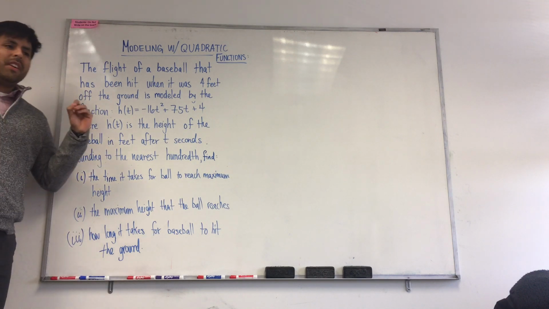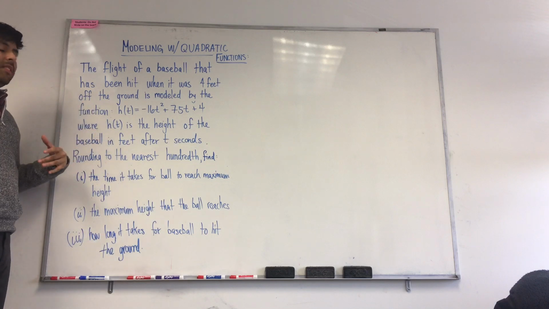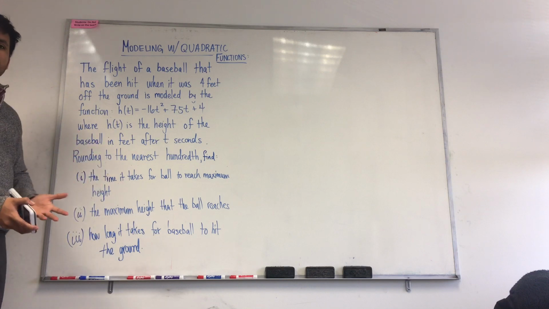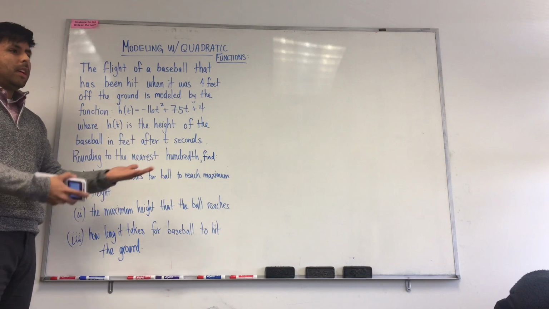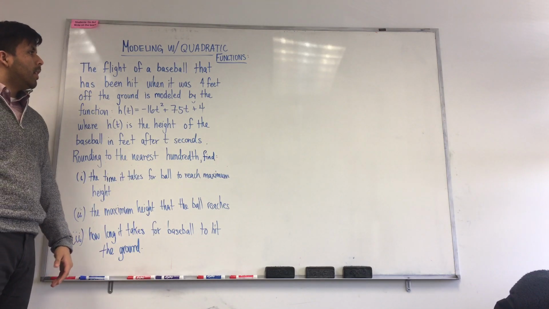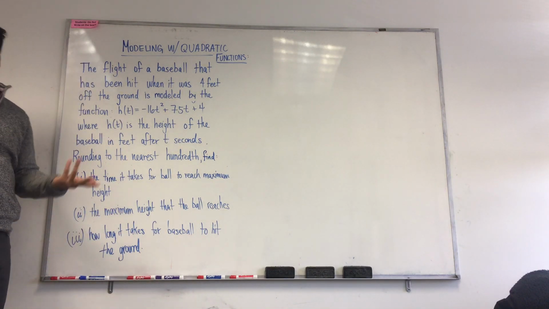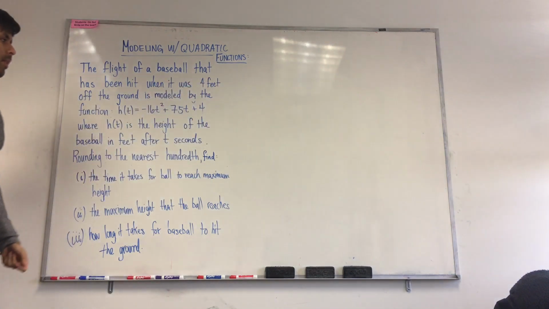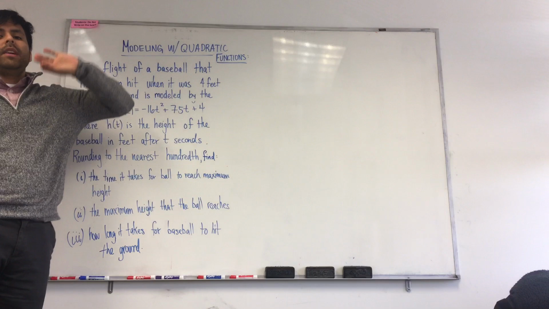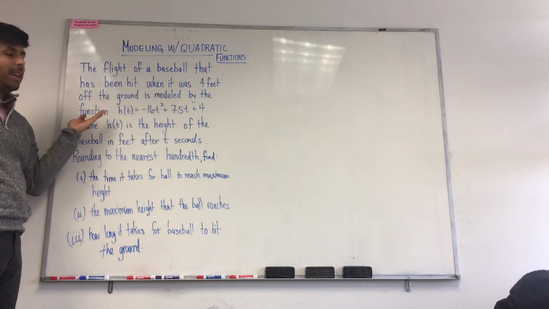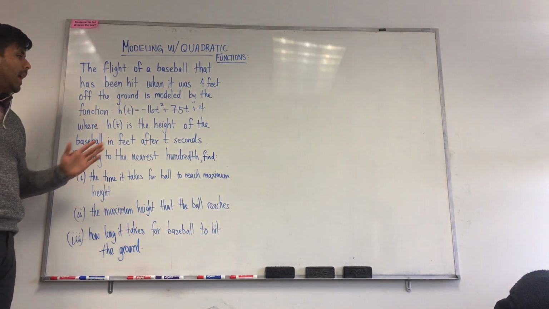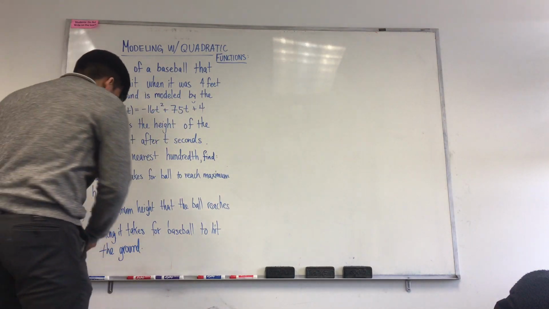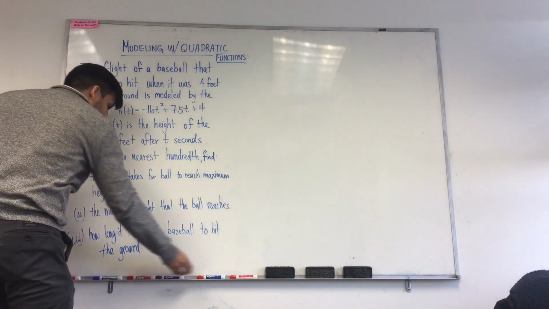And we need to do more than just understand. Particularly, we need to be able to translate these words and phrases into mathematical concepts, equations, and such. Okay, so we have the flight of a baseball after it's been hit from an initial height of 4 feet above the ground. And this flight of the baseball is modeled by a function. And this function is a quadratic function in nature. So this is a quadratic function.